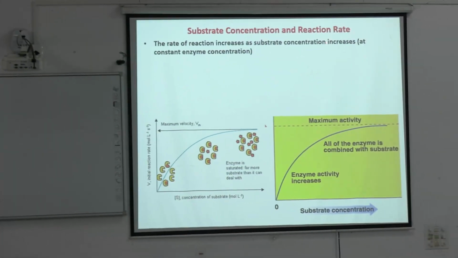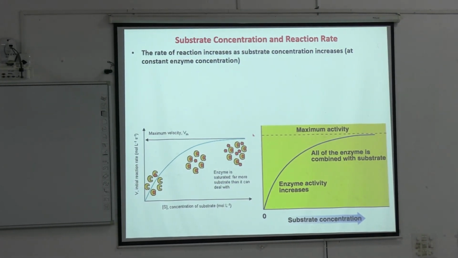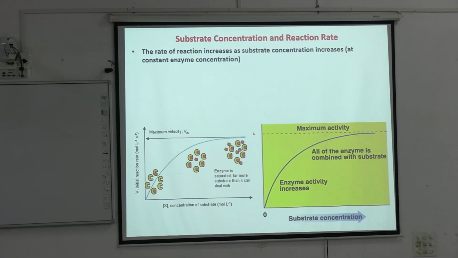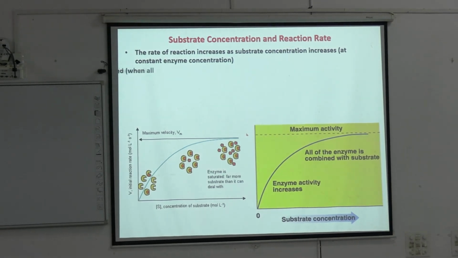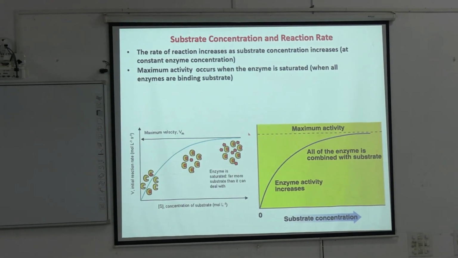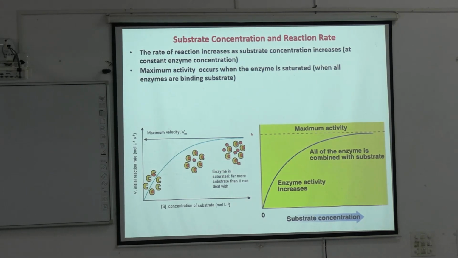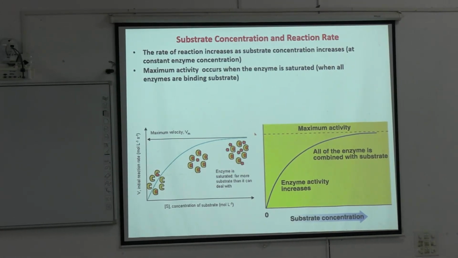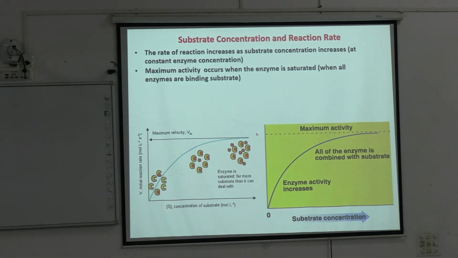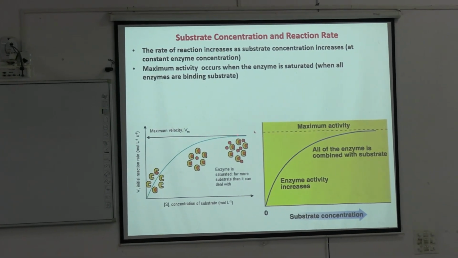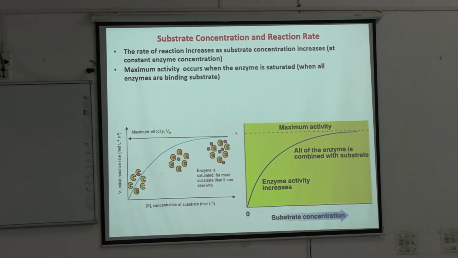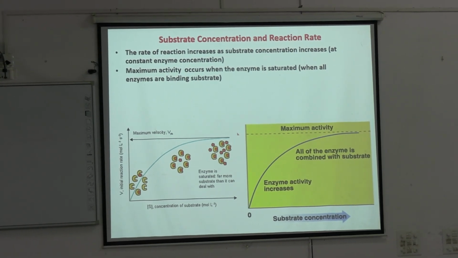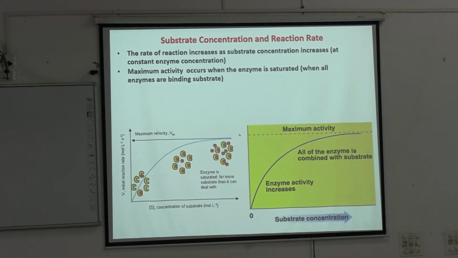Now, you have to draw the graph and then, correct? This you have to write. I will tell you what you have to read and what you do not. Maximum activity occurs when the enzyme is saturated. That means all enzymes are occupied by the substrate. Where? At this level. These are enzymes, all enzymes are occupied by the substrate. So no more free hands.